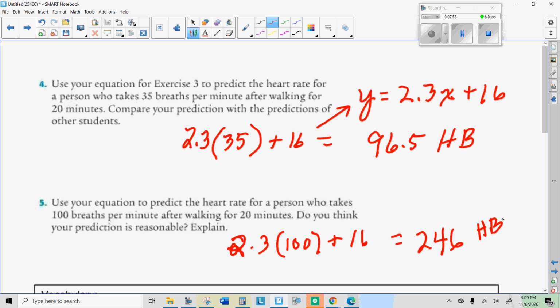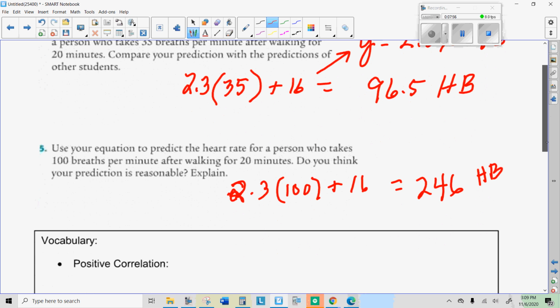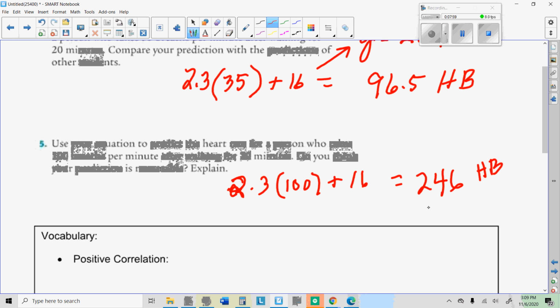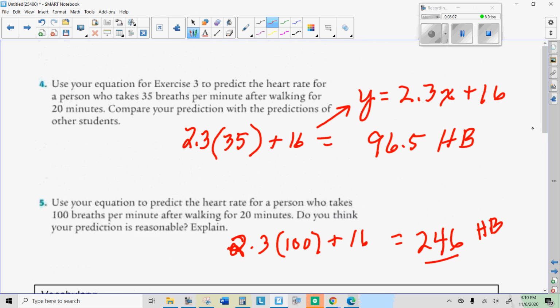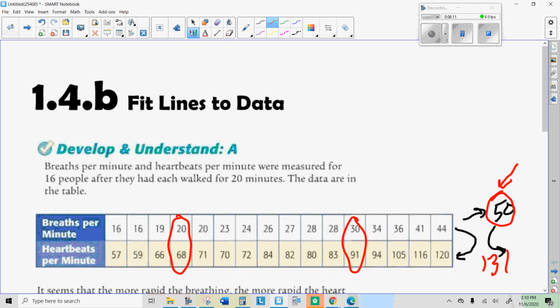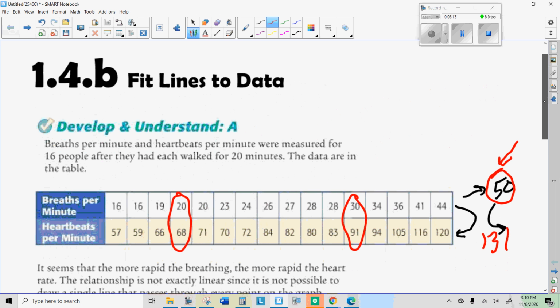That might not be that reasonable. I know if my heart was beating that fast, I probably wouldn't live very long. So we should talk about the limits of modeling. I'm going to throw a couple of words at you. You don't have to remember these yet, and this will be more of a high school thing.